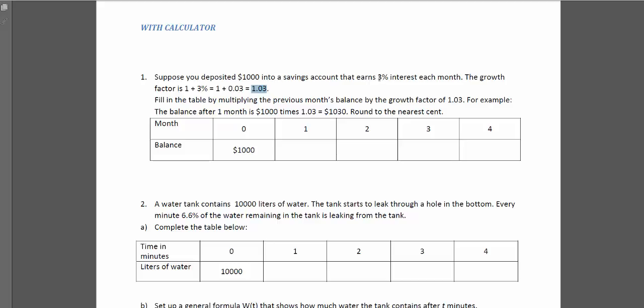Okay, so if something is growing, then we add this percentage to 1. In the case that something, for example, here is leaking water, so we start with 10,000 liters, and then it's leaking, so we will not have 10,000 liters after 1 minute, we will have less. So then we start with 1, which is 100% in decimal form, minus the 6.6%. So we're going to have a factor that is less than 1, okay, because it's decreasing. That's the only thing we need to know.